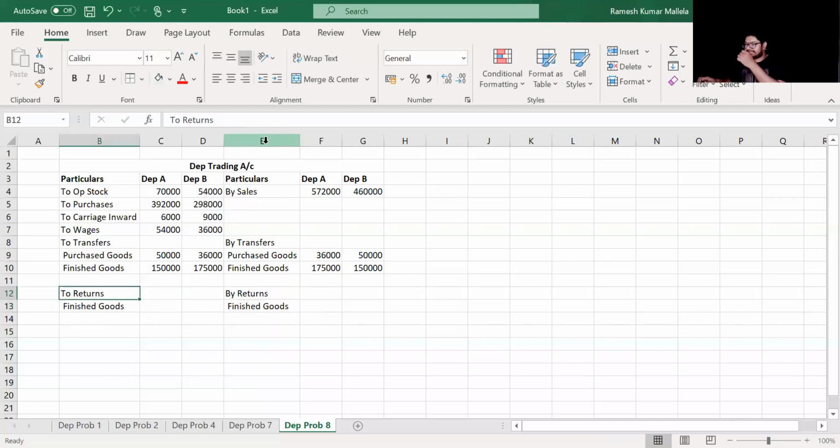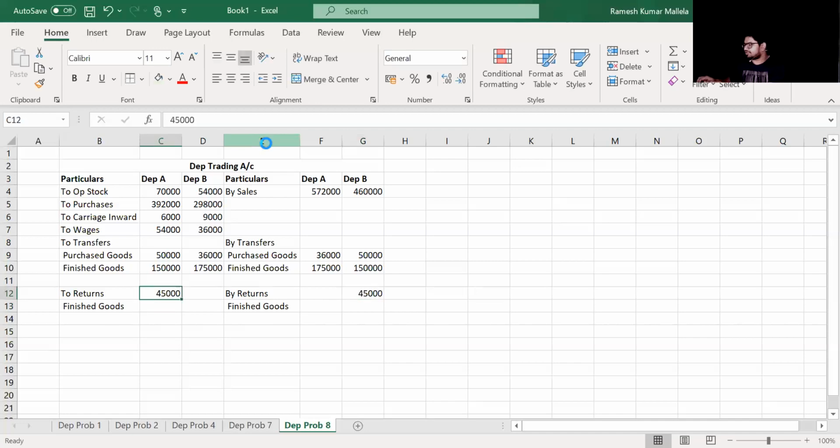Now returns, let us see what has happened. Return of finished goods by department B to A. That means in A department, it got increased. In B department, it got decreased. Yes or no? So add in A department 45,000 and deduct in B department, which is 45,000.